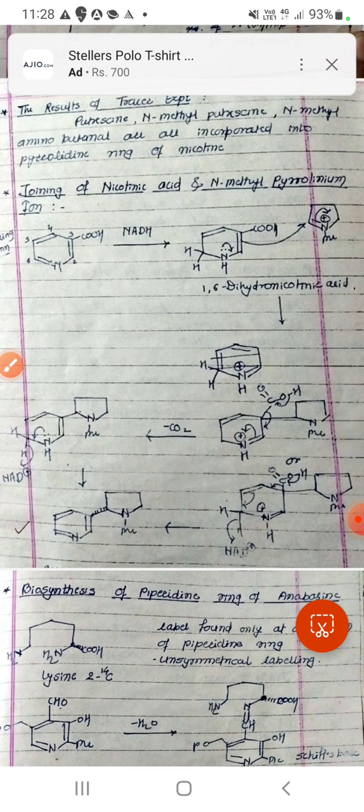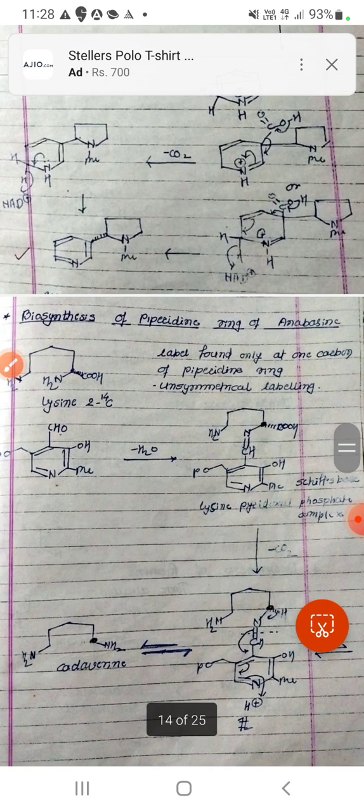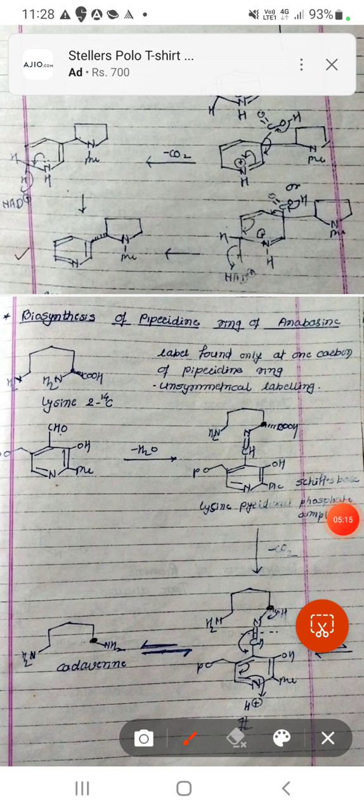So how the joining of these two rings happens, let's see. This nicotinic acid, in presence of NADH, what happens? Hydrogens are provided and reduction of this double bond takes place here. The nitrogen lone pair interacts with this pyrrolinium ion and it forms the bond between the two rings. Again, the aromaticity of this ring is maintained. So this is the formation of nicotine alkaloid.